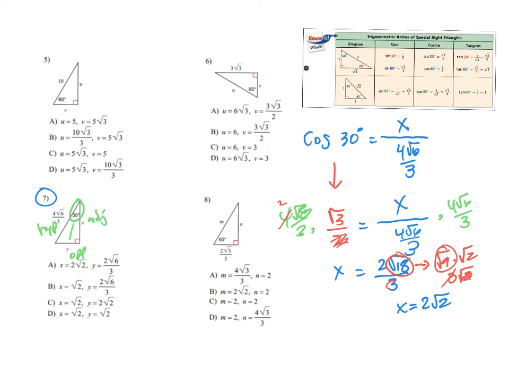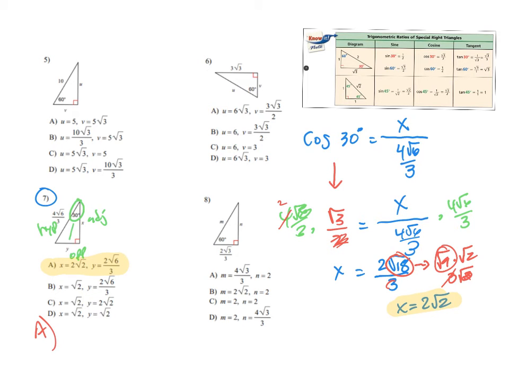Okay. Now, I'm in business because there is only one answer that has 2 square root of 2 for x. So that's good news. I think the answer is A. We should probably verify that, though. So we're going to say this is A, but let's just double check and make sure.